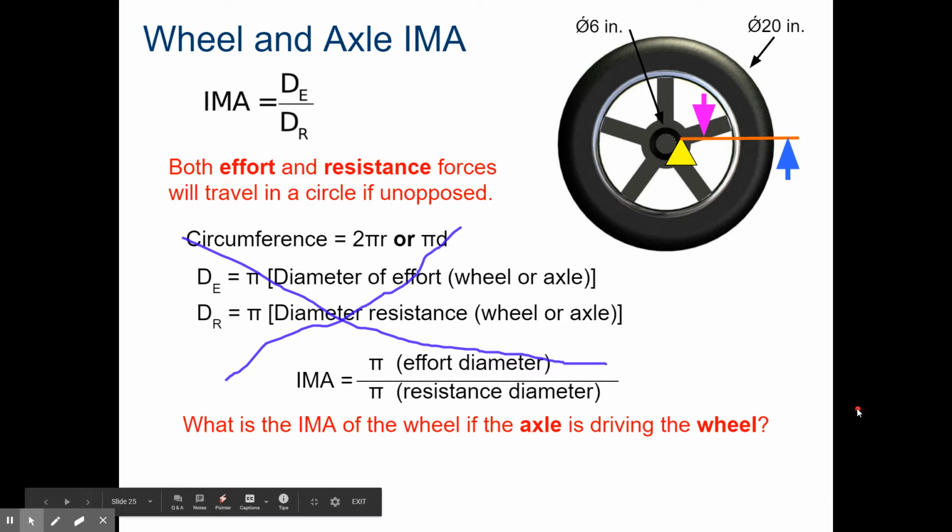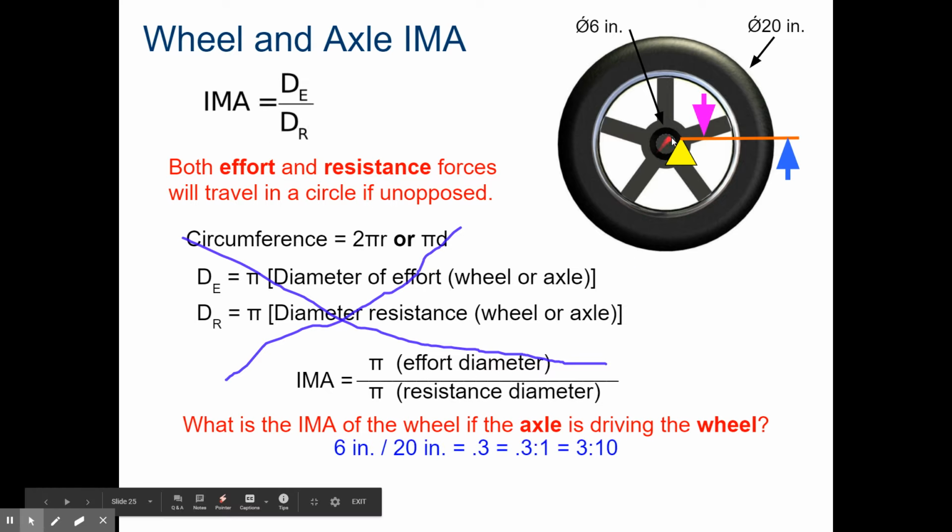So what is the IMA of the wheel if the axle is driving the wheel? If the axle's driving, the axle is where your effort is. So our effort's in here, our resistance is out here. Your effort is the diameter of the axle. Your resistance is the diameter of the wheel. Effort distance over resistance distance.